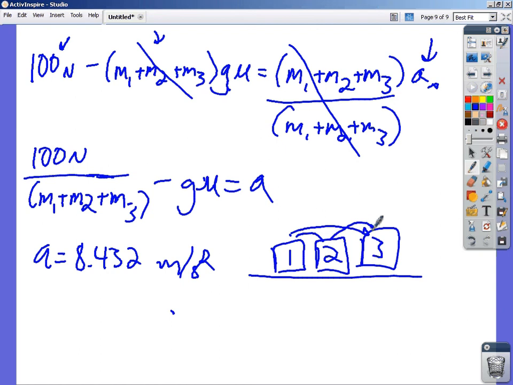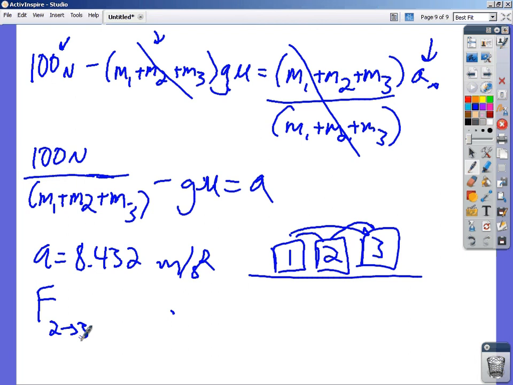The problem says, what is the force of block 2 on 3? Right? Or is it block 3 on 2? No, it's 3 on 2. I wrote it wrong the first time. Okay, but here's the thing. Does that matter? Why not? Which law says it doesn't matter?